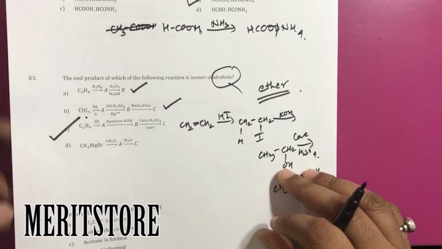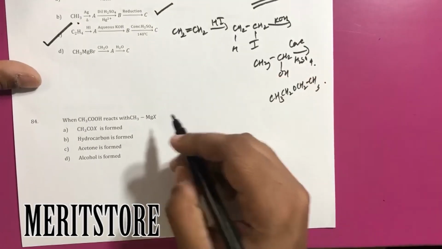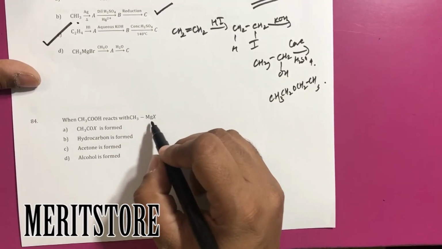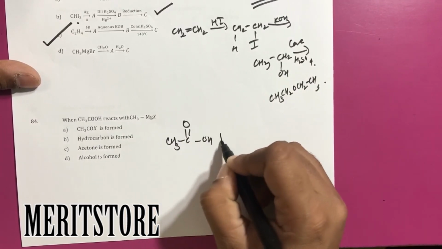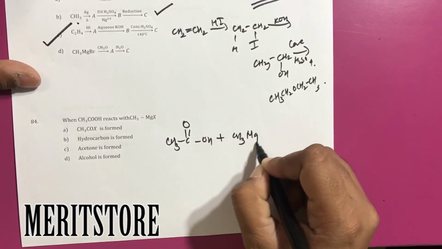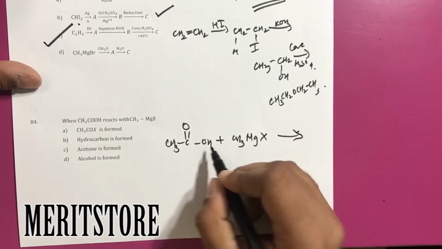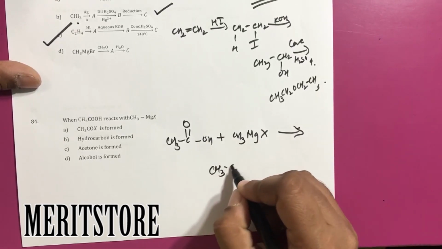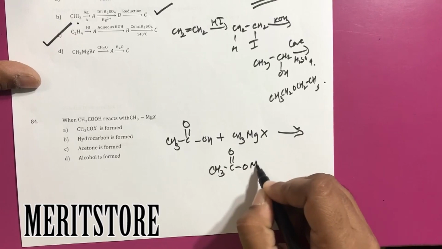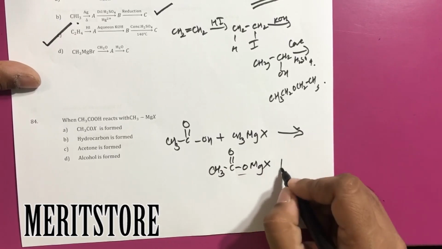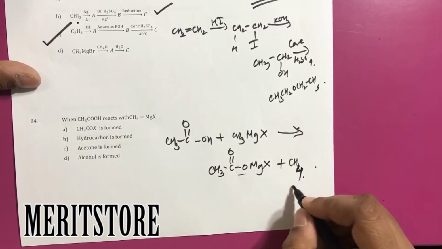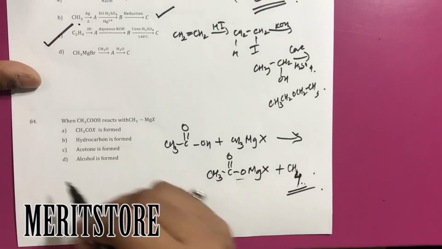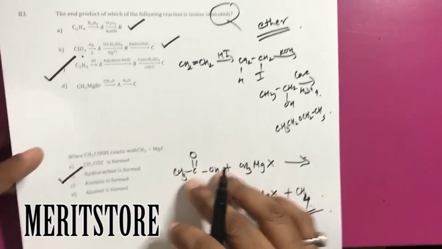Option C. When CH3COOH reacts with CH3MgX, CH3COOH on reaction with CH3MgX. This is highly polar which can donate a proton. So CH3 double bond O, the H replacement by MgX, and the proton will be accepted by the methyl group to create methane. So we get a formation of hydrocarbon. Hence option B.